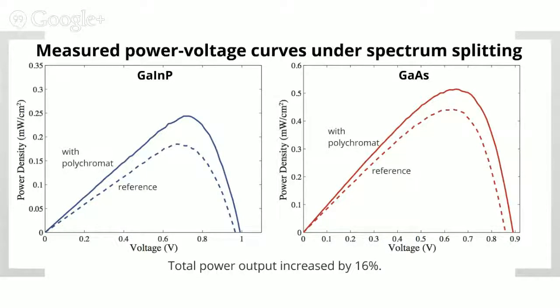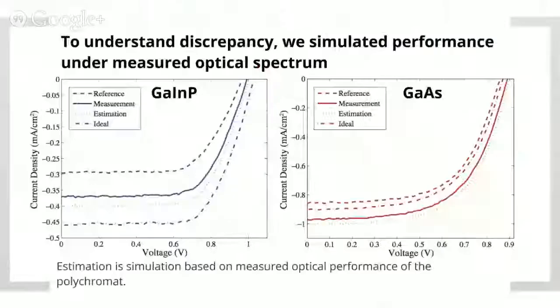And it turned out, let me see if I have this. Yes. To understand the discrepancy, we actually simulated the performance under the measured optical illumination. In other words, we had the measured illumination, and then we used that to simulate what the electrical properties should be. So, if we wanted to get rid of any errors in the polychromat itself in the simulation, you can see then the agreement becomes much better.